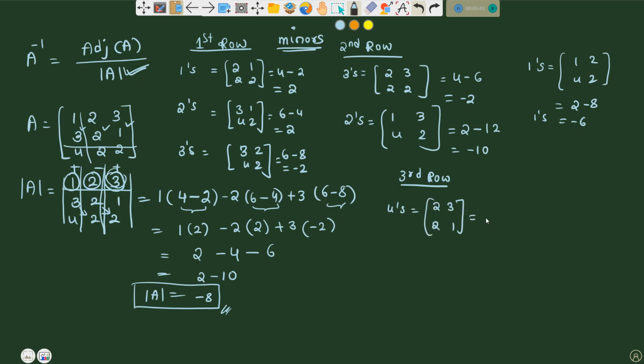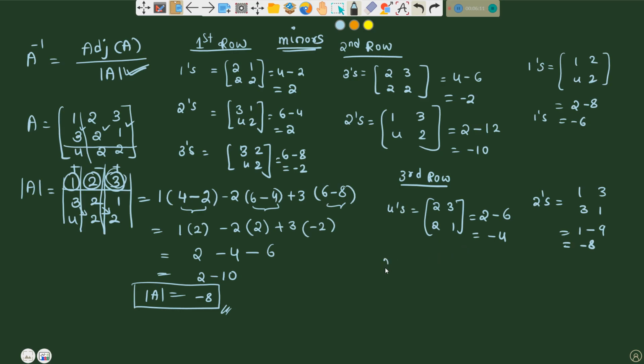Do the cross multiplication now. 2 into 1 is 2, minus 2 into 3 is 6. 2 minus 6 will be minus 4. Whereas for 2's minor, eliminate the last row and middle column. You are left with 1 3 3 1. So 1 into 1 is 1, minus 3 into 3 is 9, left with minus 8.